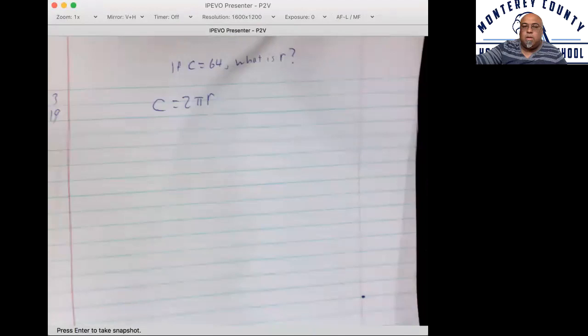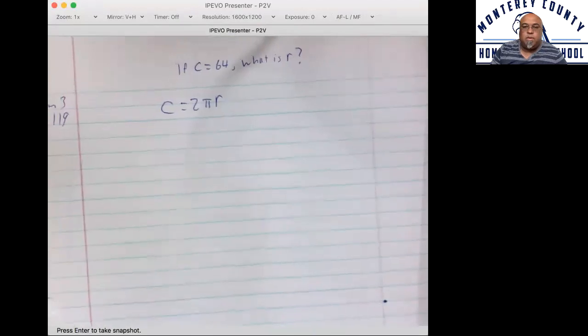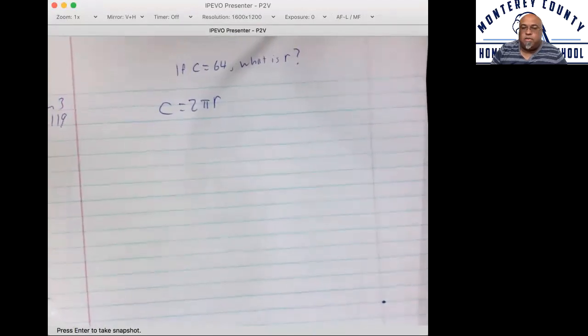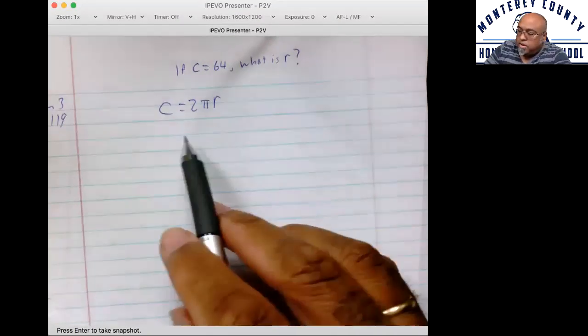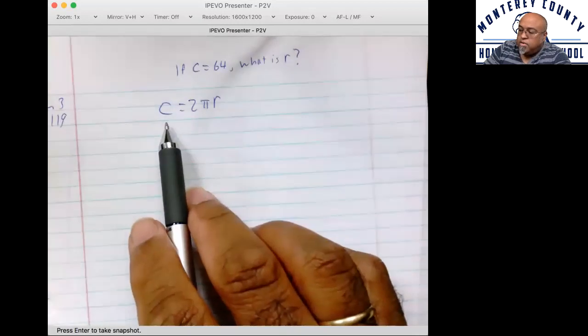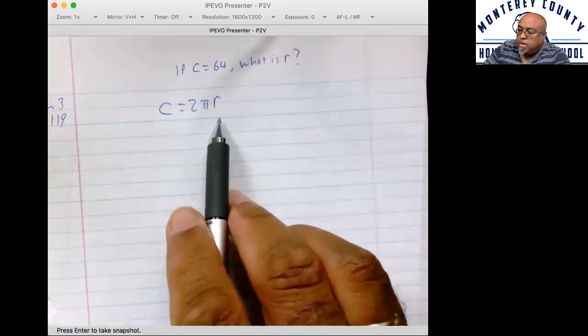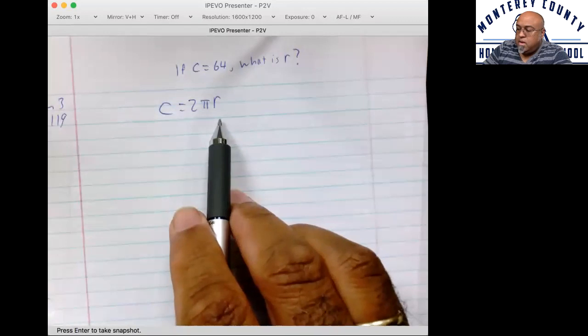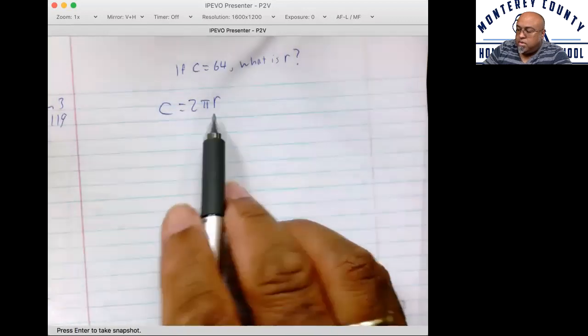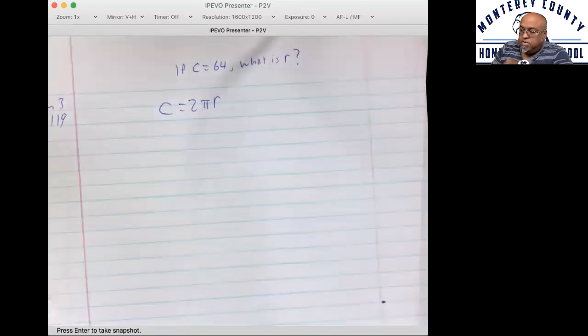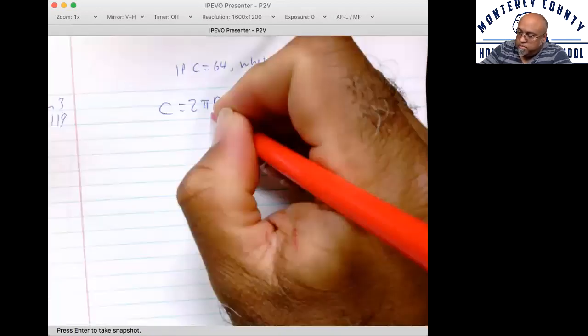Okay, so here's the problem. It says if the circumference, or c, of a circle is 64, then what is r, the radius? Okay. So the first step I want to do is take the formula, circumference is equal to 2 pi r, okay? Now c is given, but r is not. So in this case, what I want to do is I want to isolate the r.